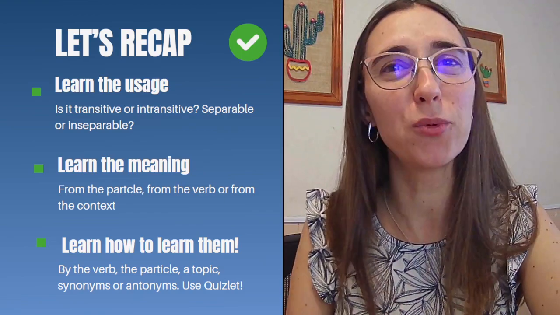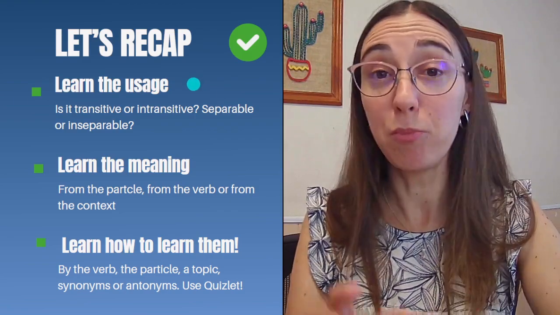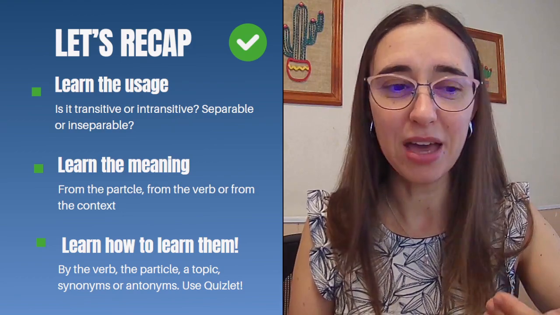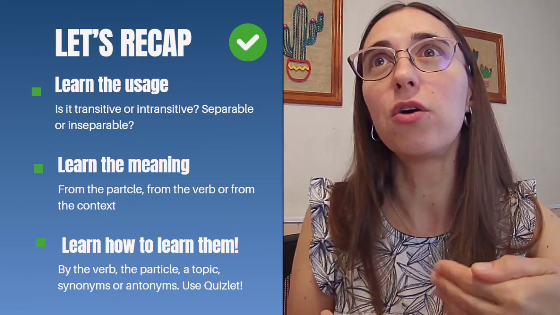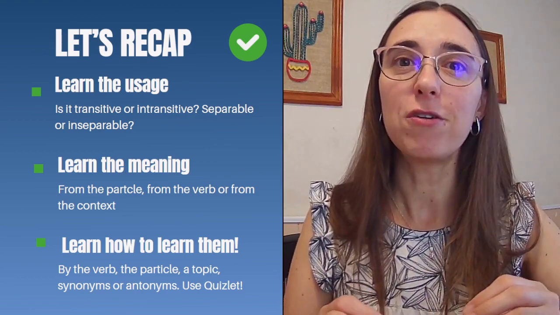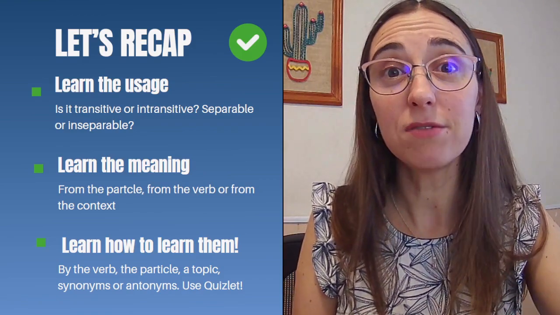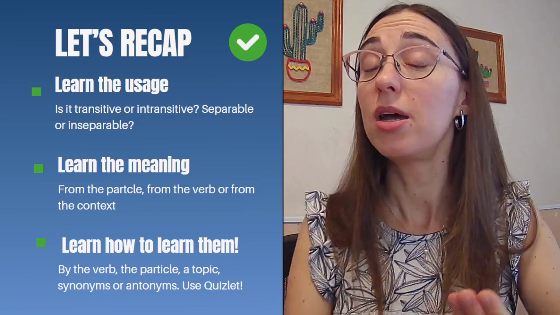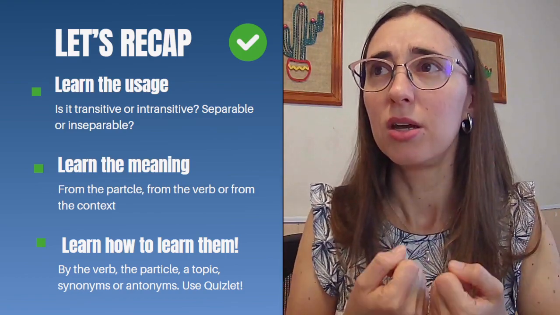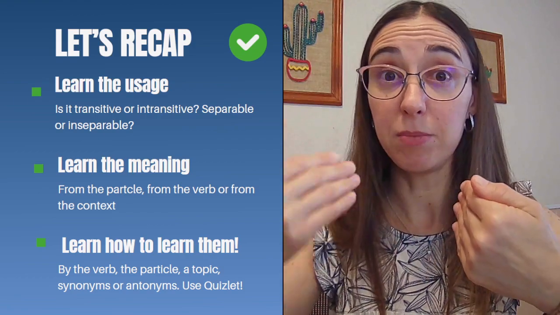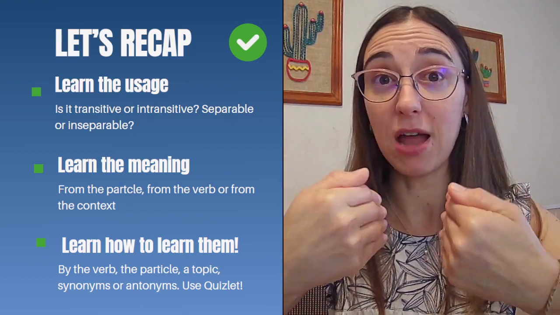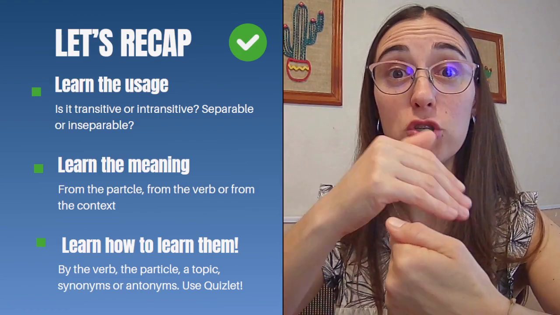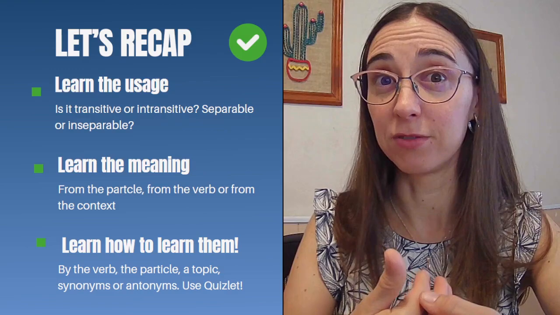So let's recap what we have said. Remember that it's important to learn the usage of phrasal verbs. So remember that that implies checking if a phrasal verb is transitive, so if it needs an object, or if it's intransitive, so it doesn't need an object. And if it needs an object, is that phrasal verb separable? Can I put the object in between the verb and the particle? Or is it inseparable? And the only possibility is for me to use the object after the phrasal verb.